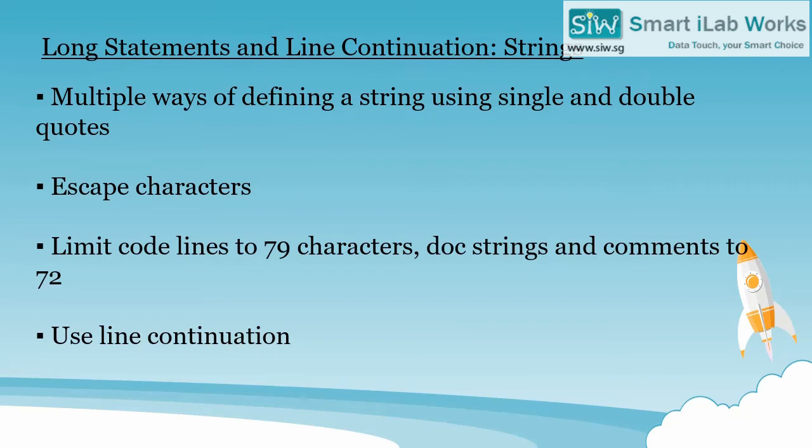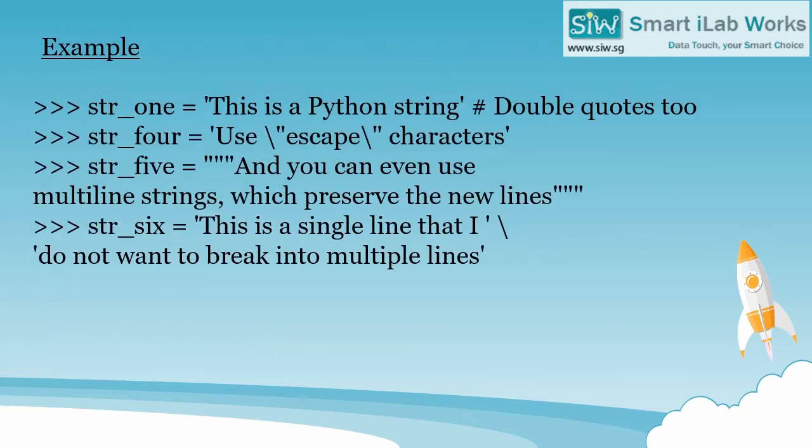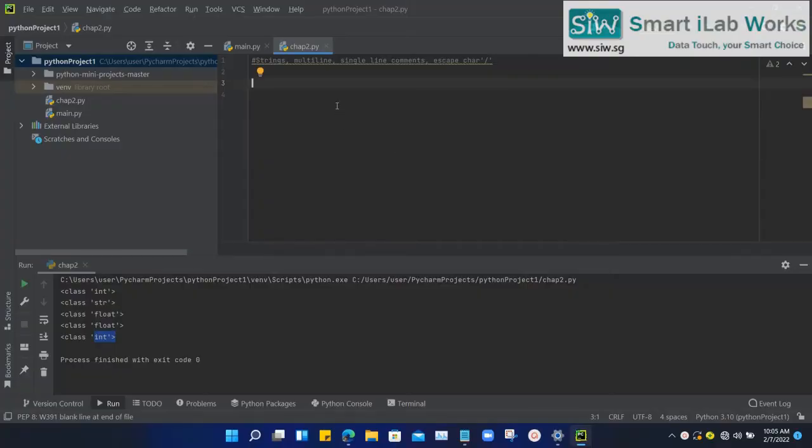Next we are going to use some statements or strings, right? How to use multiple-line statements, single-line comments, and escape characters, etc. Limit code lines to 79 characters. All right, and this is an example we can see in the lab. So strings: multi-line, single line, and escape characters. Escape characters are nothing but special characters; I'll show you practically.